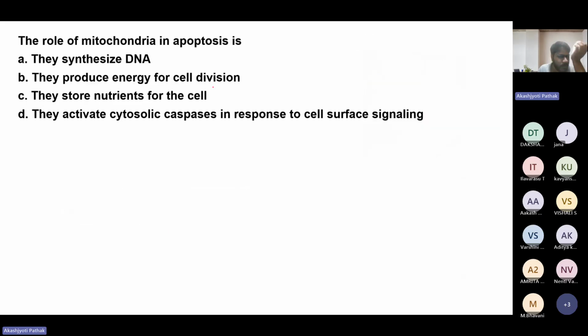So now answer this question. What is the role of mitochondria in apoptosis? Which option? Option D. Just now we discussed everything about these caspases and all the different signaling molecules involved. In apoptosis, what are the main players? They are caspases. So this much we can remember, that the main players of apoptosis are caspases. So the only option here is option D, in response to cell surface signaling. How this signaling happens, there are a lot of details you can go through in any standard book. So the answer is option D.